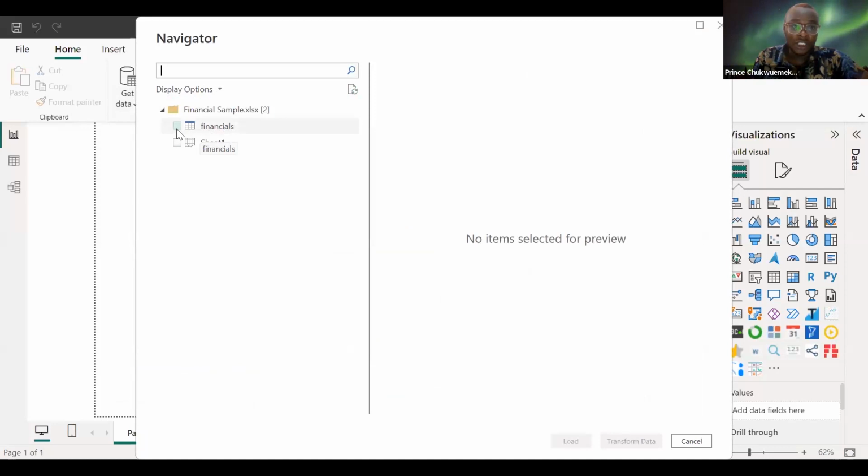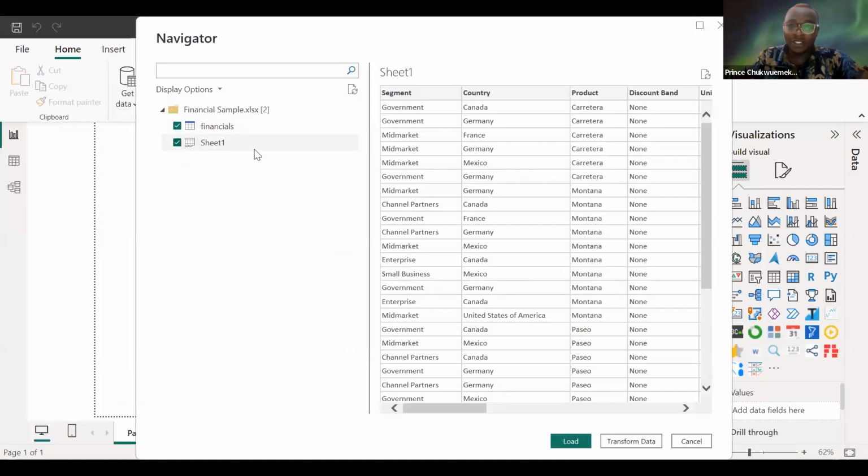One is called the financial sheet. I think two of them can just have the same information.